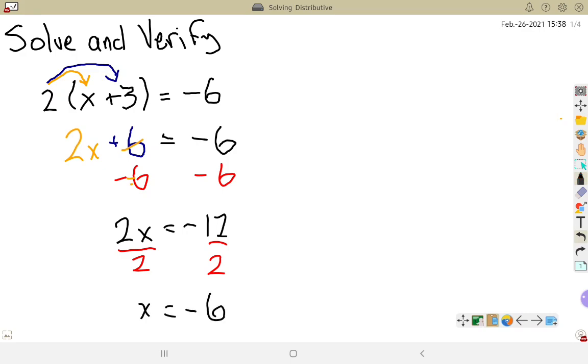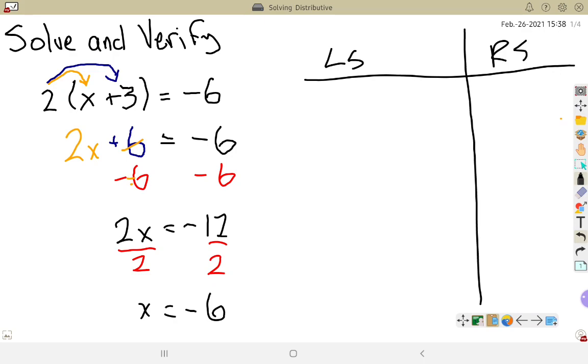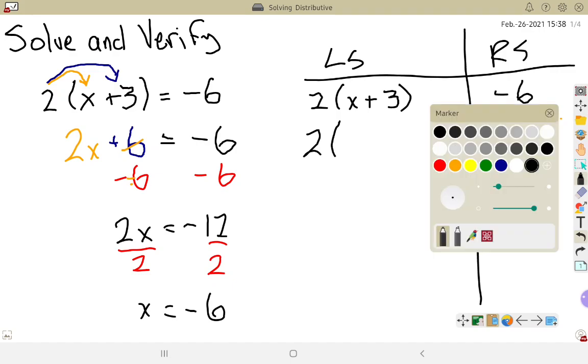That gives me that x must equal negative 6. Okay? Now I've said x should be negative 6, and I'm going to go back and verify, which means double checking that I have the right answer. So remember, I go back to what my original equation was. My original equation had negative 6 on the right-hand side of the equals sign. The left-hand side, before I did the distributive property, had 2 times x plus 3. So I have said that x should in fact be negative 6.